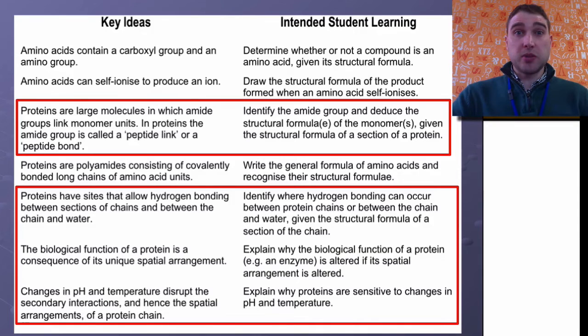So what do you need to be able to do? You need to be able to identify the amide group and figure out the structural formula of any monomers that make up a section of a protein. You need to be able to figure out where hydrogen bonding can occur between protein chains, and between protein chains and water. You need to explain why enzymes don't work when the spatial arrangement is altered, so when they change shape, and also explain the effect of pH and temperature on protein chains.